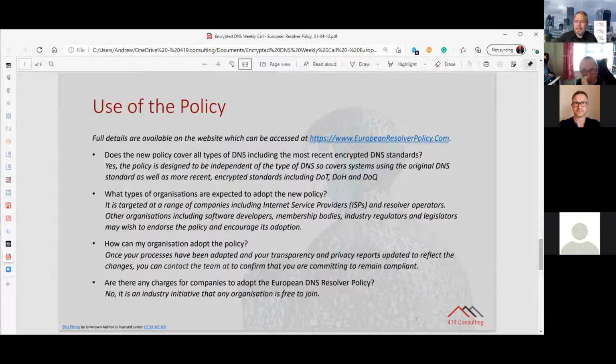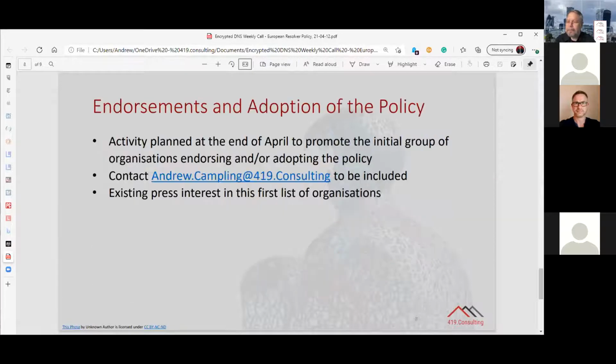And probably lastly, but pretty importantly, there is no charge to use it, or indeed to have an organisation listed as either adopting it or endorsing it. Which segues neatly into, we are planning some activity towards the end of this month to promote the first tranche of organisations that have either endorsed and or adopted the policy. So if you want to be included in that first tranche, please get in touch as soon as possible.